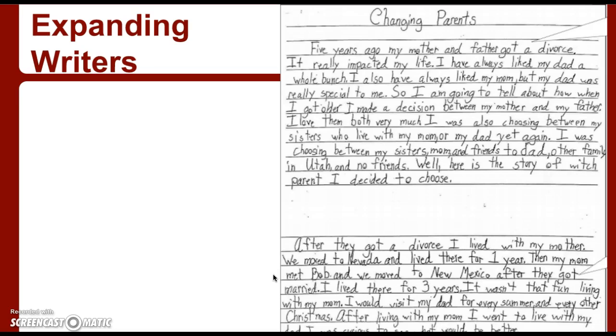Then we get to expanding writers. At this stage, writers go more in depth with ideas. They consider the audience and the purpose. They demonstrate control over some aspects of writer's craft and experiment with others. They consider word choice and voice. They build sentences that are generally effective.